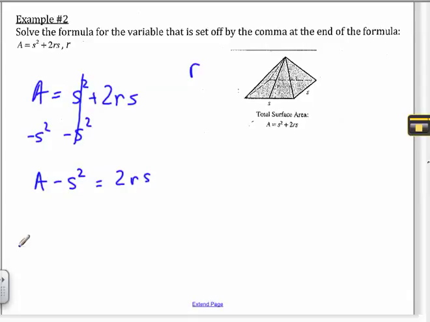Now how do I get the r? I've gotten rid of the s squared because they were separate terms, right? Now how do I get the r by itself? Gordy? Divide both sides by 2s.